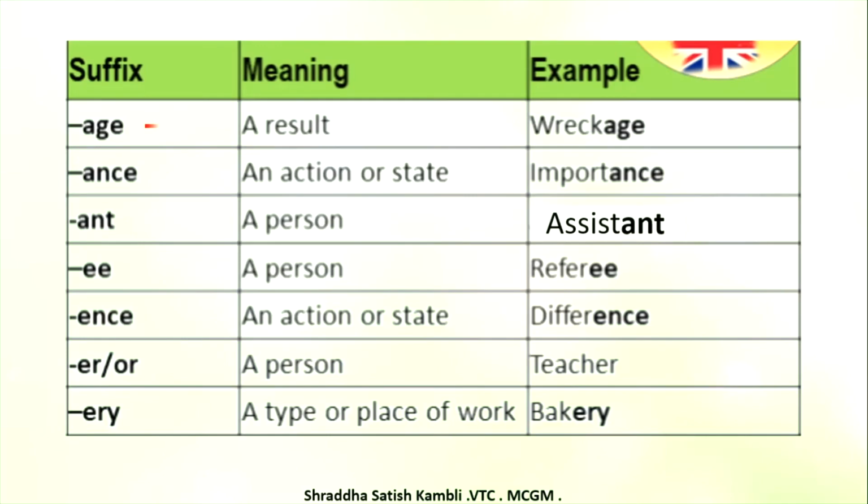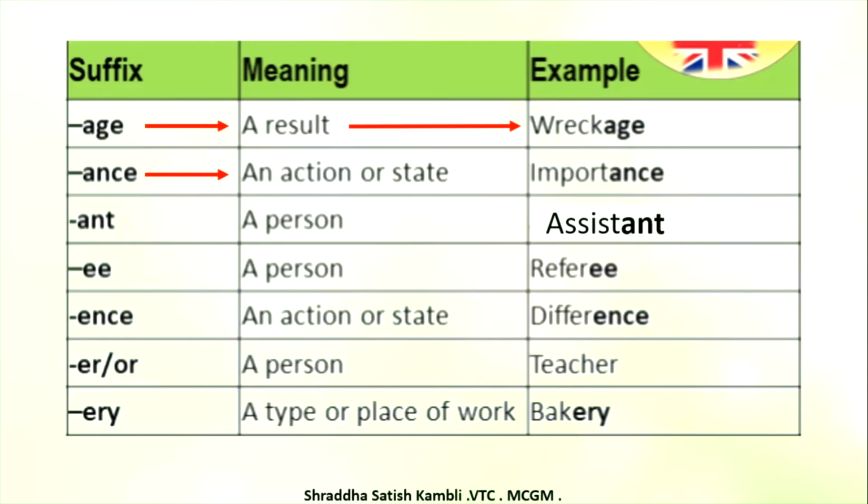Now we move on and see what is the meaning of suffix. So see, age is a suffix, which means a result. Alright, and the example is wreckage. Wreckage, as a result of something, wreckage happened because of the accident. Wreckage means something which is damaged very badly.